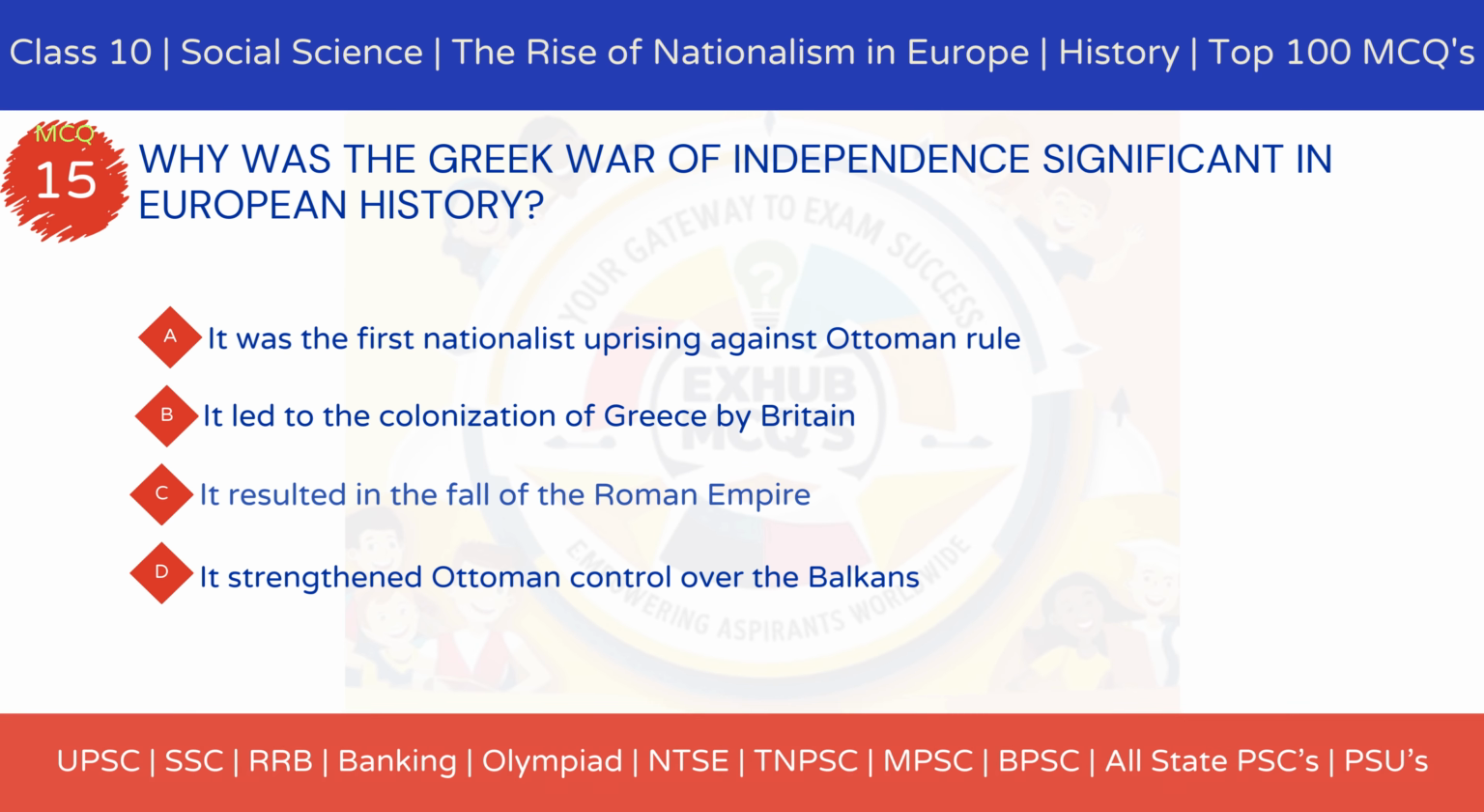MCQ 15. Why was the Greek War of Independence significant in European history? Option A. It was the first nationalist uprising against Ottoman rule. Option B. It led to the colonization of Greece by Britain. Option C. It resulted in the fall of the Roman Empire. Option D. It strengthened Ottoman control over the Balkans.